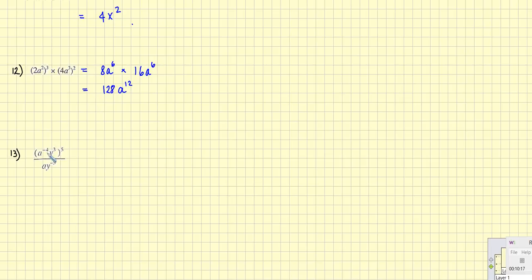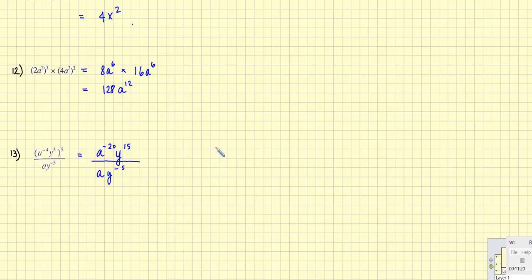Okay, so if I have, again, a to the negative 4 y cubed, all raised to the power of 5, that means that everything inside that parentheses is going to be multiplied. So it's going to be a power to a power. So this will go to a to the negative 20, negative 4 times 5. That's where I got the negative 20 from. And then y to the 15th. And that all gets divided by a y to the negative 5.